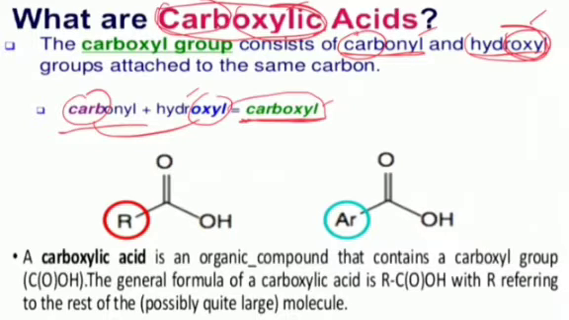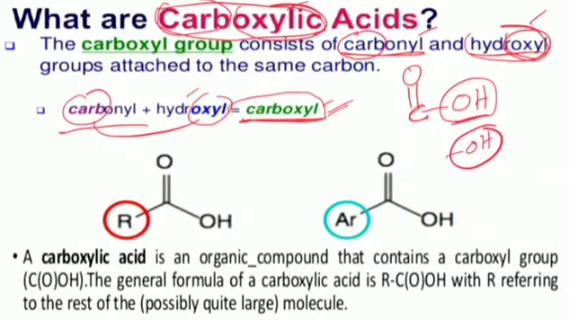Then we can say the carboxyl group consists of carbonyl and hydroxyl groups attached to the same carbon. That means that one carbon is attached to two groups. The first one is carbonyl, CO, and that carbon is attached to another functional group, that is OH, the hydroxyl functional group. So the carbon has two functional groups, the carbonyl group and the hydroxyl group. Combined, we call it a carboxyl group.